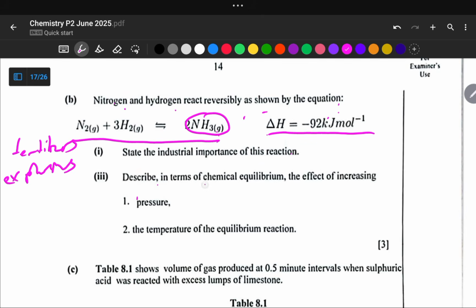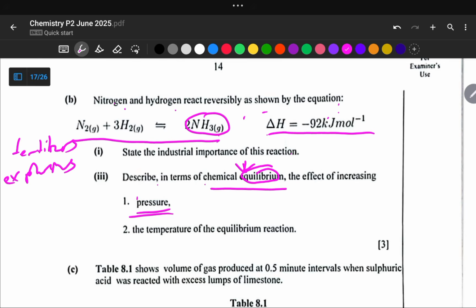And then describe in terms of chemical equilibria. Whenever you hear this term chemical equilibrium, always remember Le Chatelier's principle. Your answer should include the phrase according to Le Chatelier's principle. There is no other way you can explain equilibrium leaving out Le Chatelier's principle. Your answer should always include that. So describe in terms of chemical equilibrium the effect of increasing pressure.